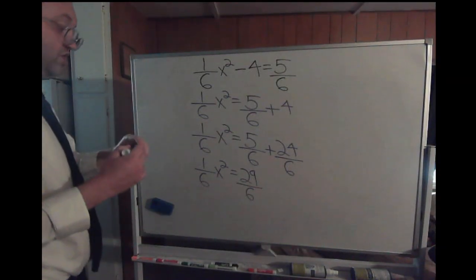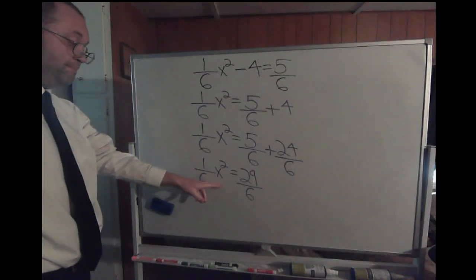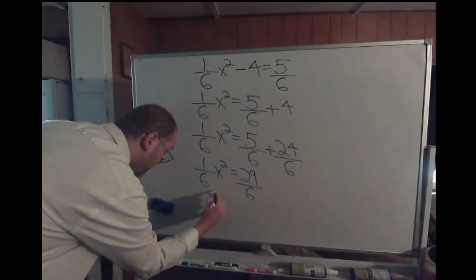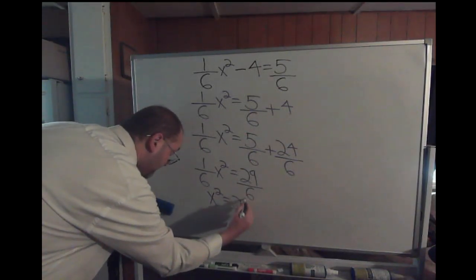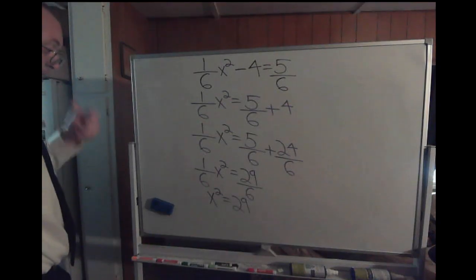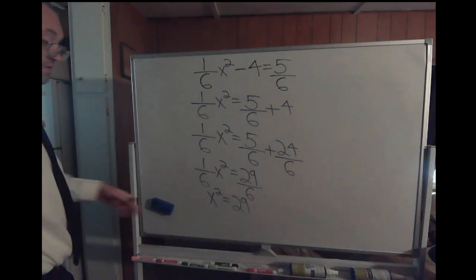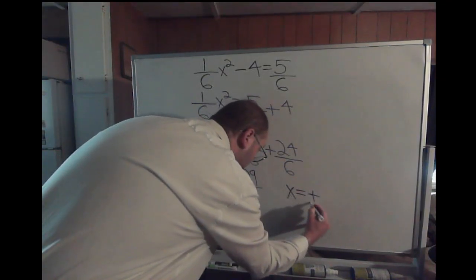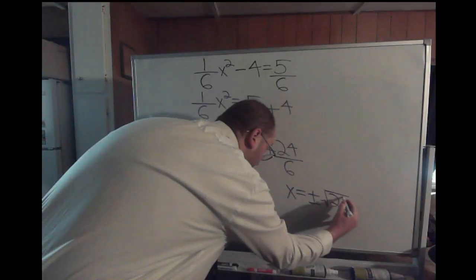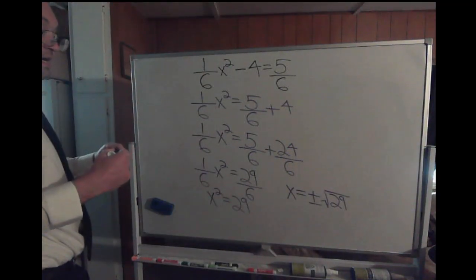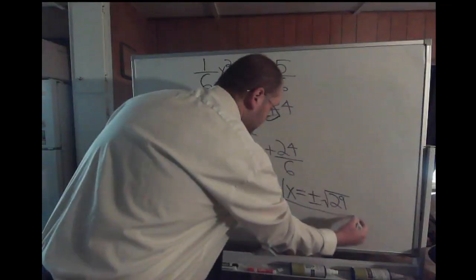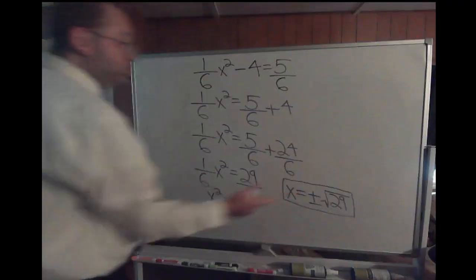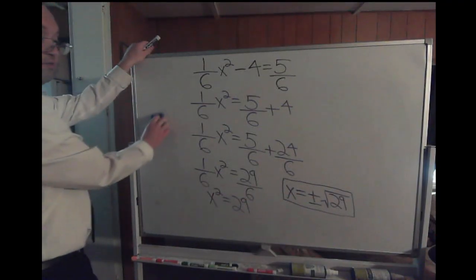Well, we just want to get x squared by itself now, don't we? So you have to multiply both sides by 6. If you do that, you'll get x squared is equal to 29. Now we just want to solve for x. We take the square root of both sides. You'll get x is equal to plus and minus the square root of 29. Well, 29 is not a perfect square, nor are any of its factors, which are only 1 and 29. It's a prime number, so x is equal to plus and minus the square root of 29. That would be your answer.